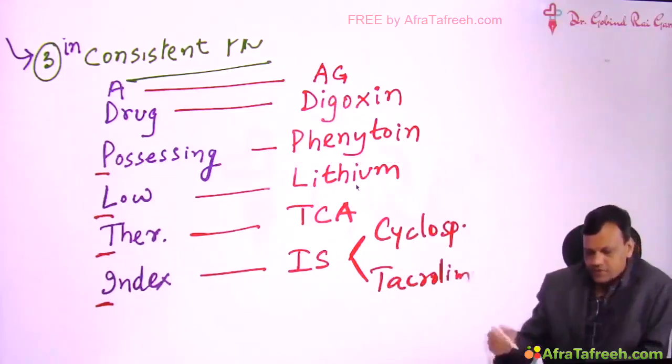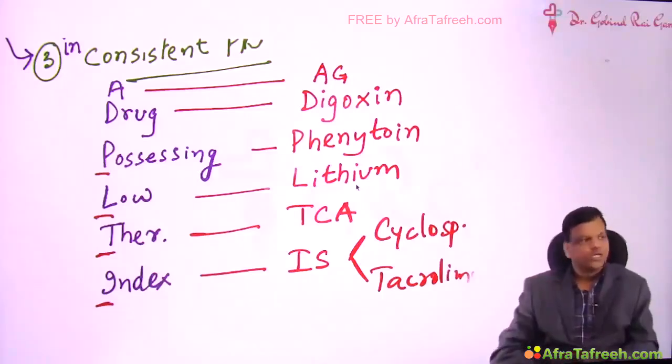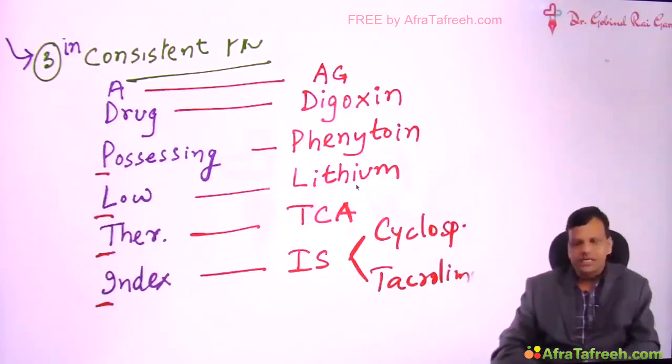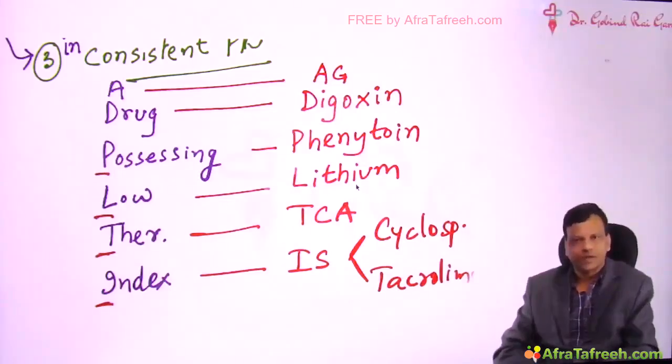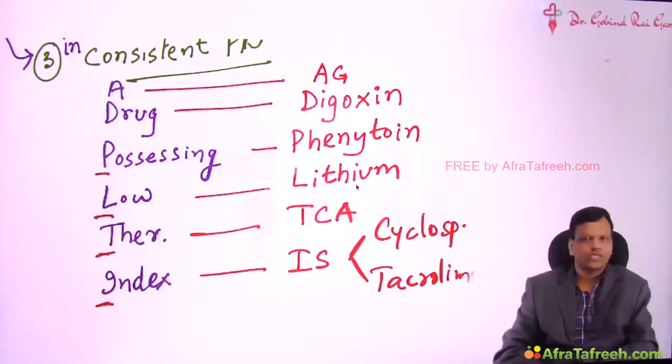These are the drugs for which we commonly do therapeutic drug monitoring: aminoglycosides, digoxin, phenytoin and other anti-epileptic drugs, lithium, tricyclic antidepressants and immunosuppressant drugs. So this is the second very important topic from the MCQ point of view. These are therapeutic drug monitoring.